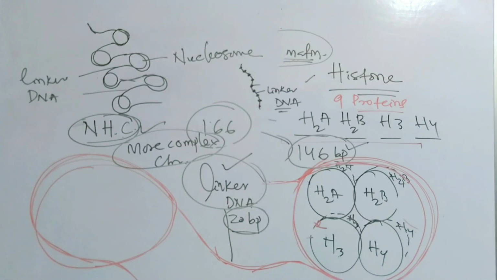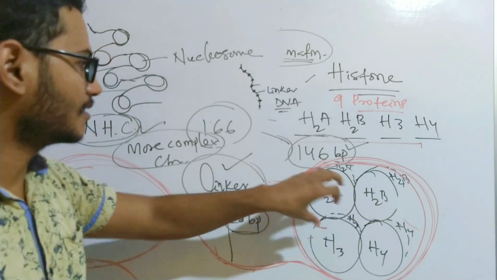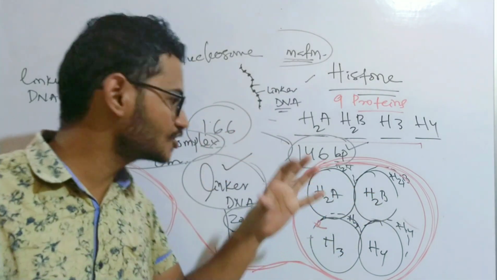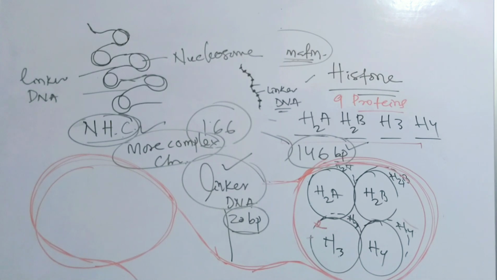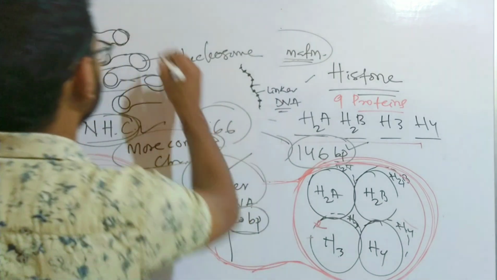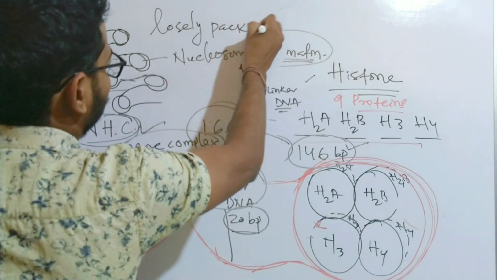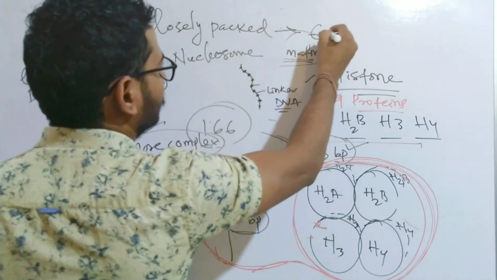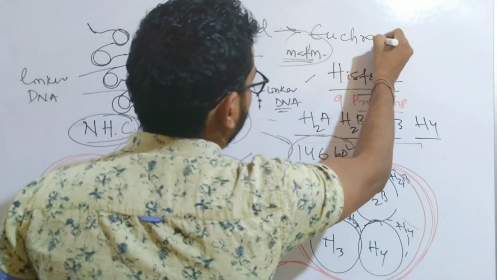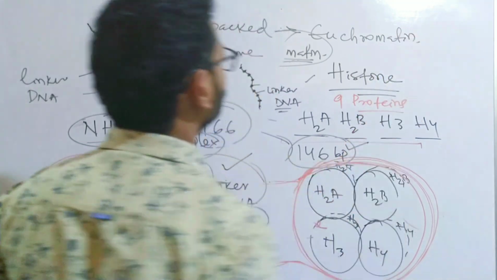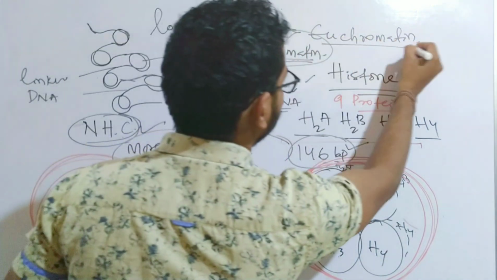Okay. Another term we need to know, one more thing we need to understand here. In the nucleus, some regions of chromatin are loosely packed or not so thick. They look light and they are known as euchromatin. So the loosely packed areas of the chromatin are called euchromatin. Remember, this is a very important term.